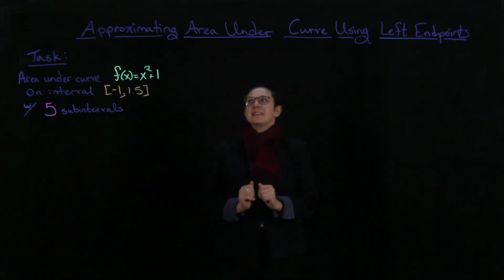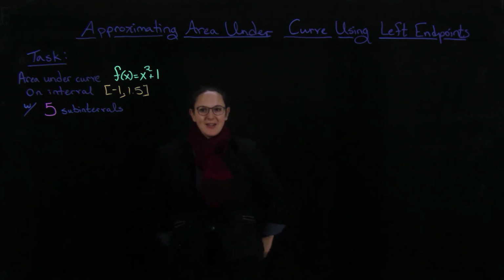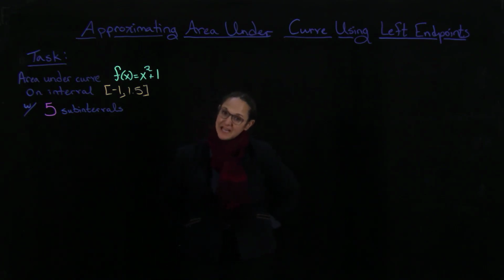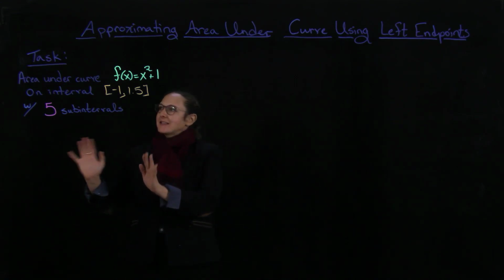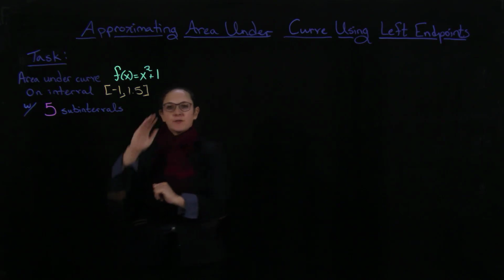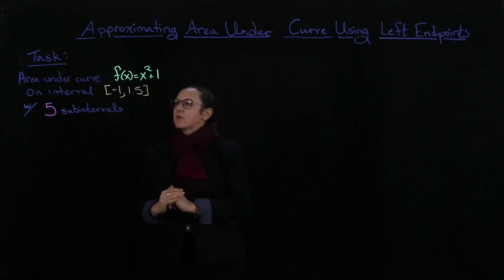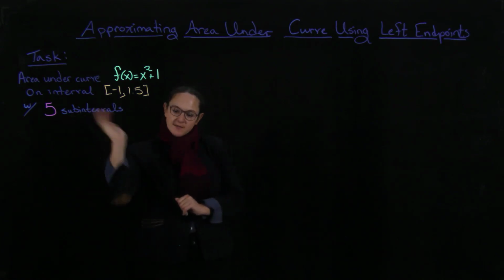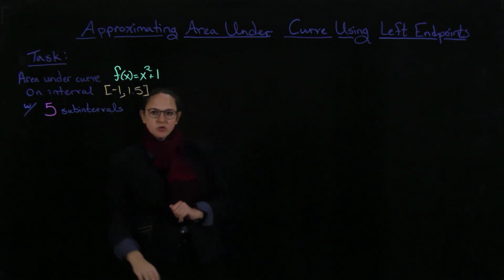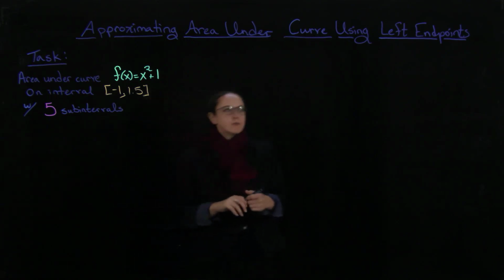Welcome. In this lecture, we're going to be approximating the area under a curve using left endpoints. In particular, we're going to look at this with an example. Our task is to do an approximation for the function f of x equals x squared plus 1, on the interval -1 to 1.5, and we have 5 subintervals. So we'll start drawing the picture so that we can get a sense of what we're doing.